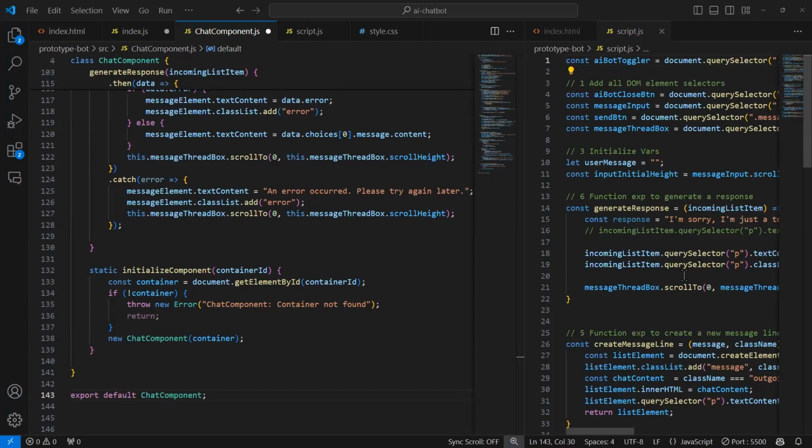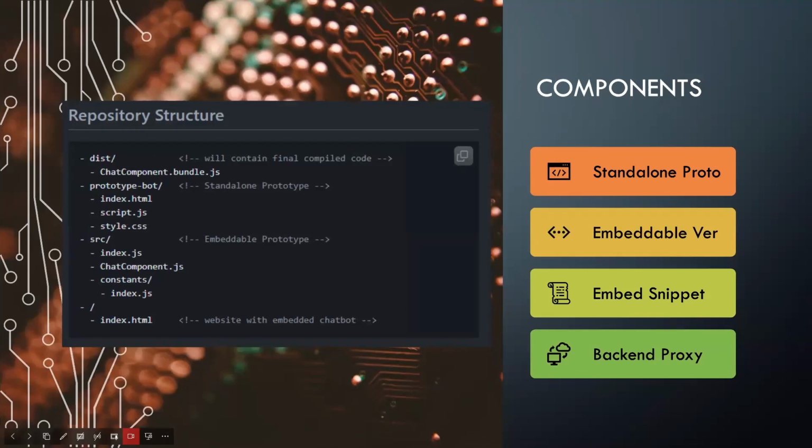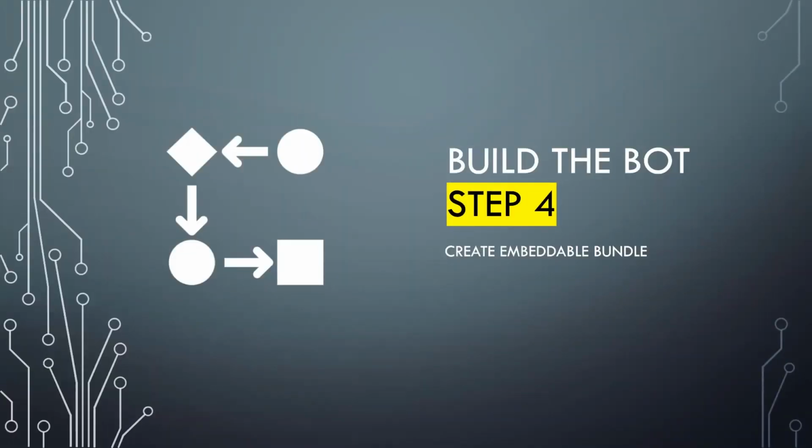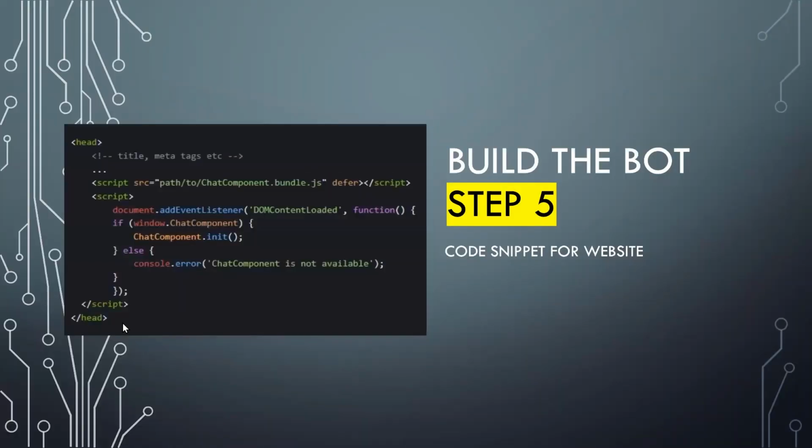Congratulations once again for another intensive coding marathon. We have successfully refactored our chatbot into an embeddable modular version with a little help from our buddy GitHub Copilot. Let's finish it off in the next video as we build the main entry point index.js and bundle our refactored code using Webpack, and finally write the code snippet that will allow us to embed the chatbot into any website.